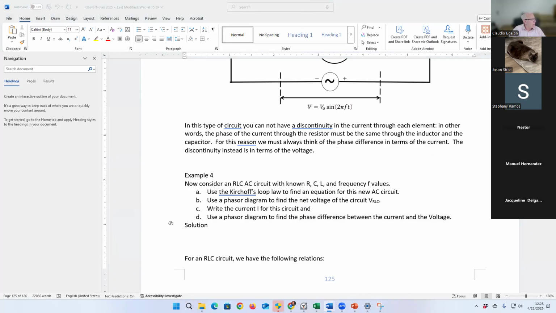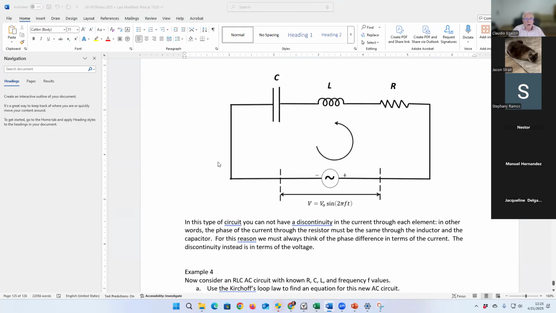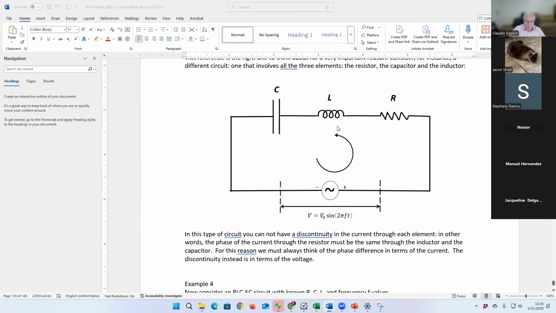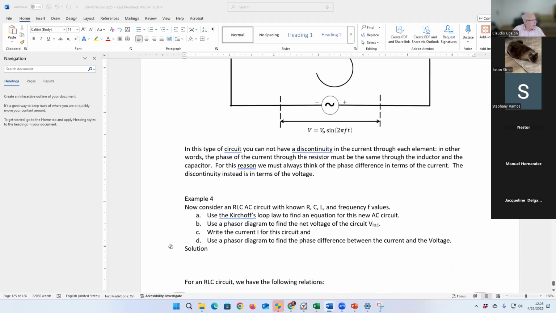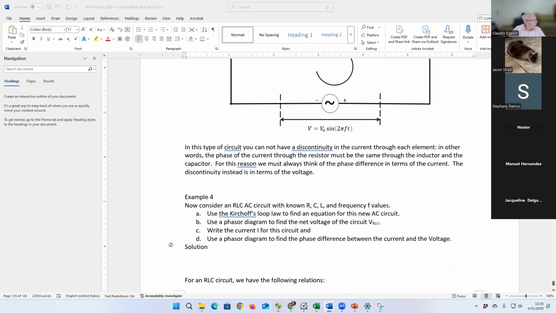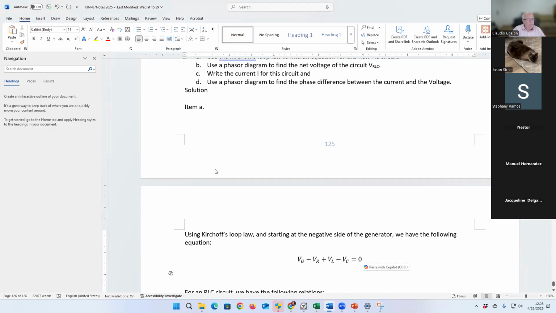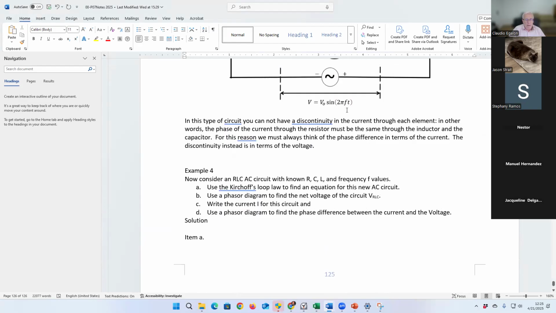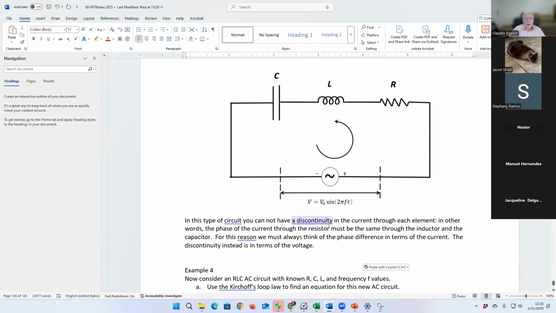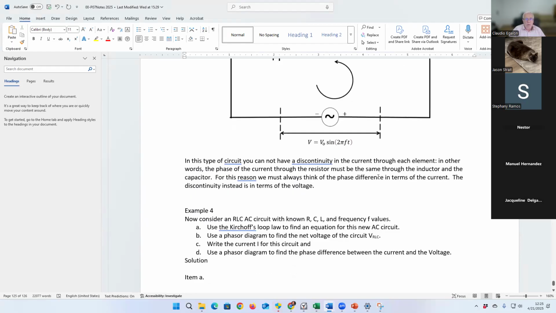So let's look at item A first. Just like before, we have a single loop, right? You have to go through the whole loop to get the equation of the voltage using the Kirchhoff loop law, item A. And it's at this very moment that you're going to understand the power of the phasor diagram. Using the Kirchhoff loop law, you're going to have voltage through a generator. We're going to have a decay in the voltage through a resistor.